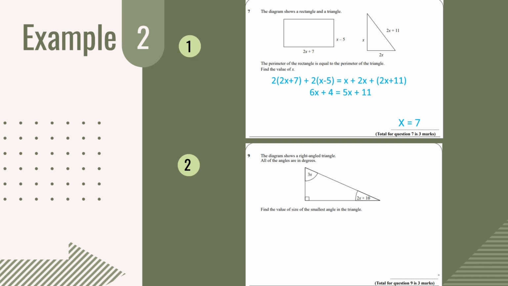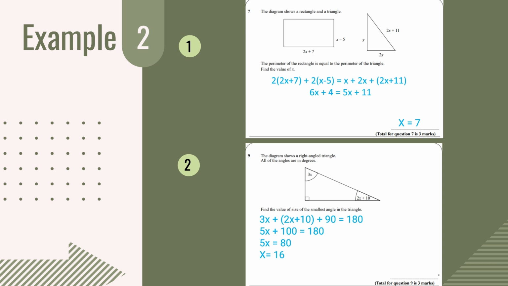The second question states the diagram shows a right angle triangle. All of the angles are in degrees. Find the value of the smallest size angle in the triangle. As you know, a triangle sums to 180 degrees, and our little square there means it meets at a perpendicular, which is 90 degrees. So, we can write 3x + 2x + 10 + 90 equals 180. We then simplify that to get 5x + 100 equals 180, minus 100 from both sides to get 5x equals 80, to then get x equals 16.